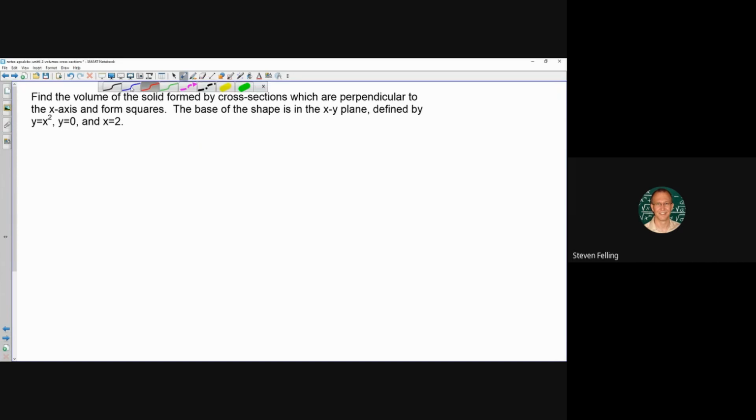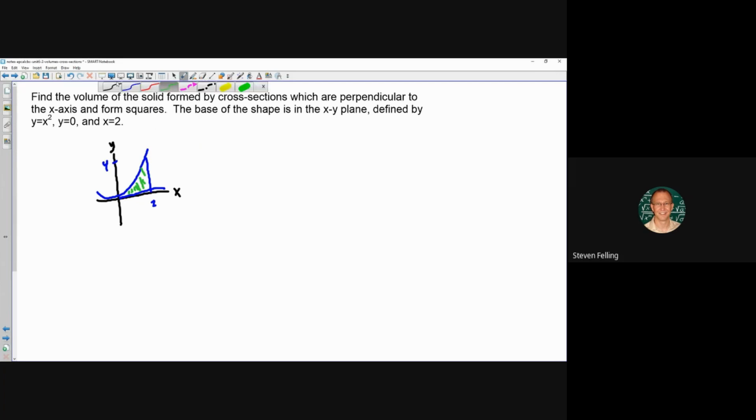All right, so what I would do for this kind of problem is first draw the two-dimensional base. Okay, so that's in the xy plane. And it says that we have the curve y equals x squared, y equals 0, and x is 2. If I put 2 squared in there, that would go up to 4. And so that definitely forms a two-dimensional region here. What they're saying is this is the base of the shape. And then we're going to have squares which are perpendicular to the x-axis that form the solid.